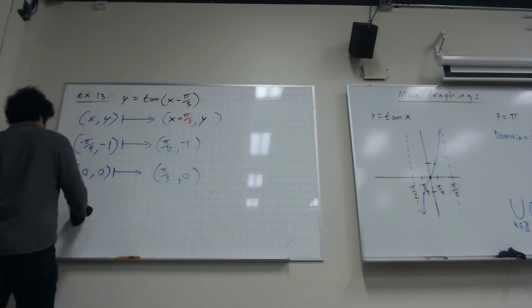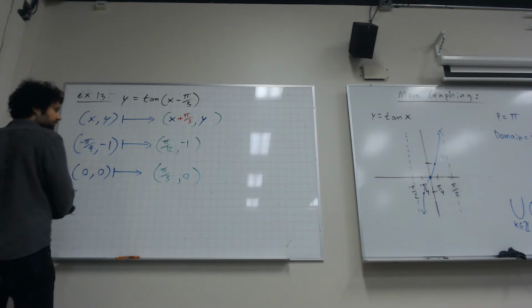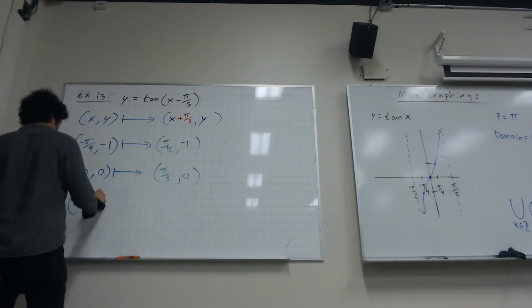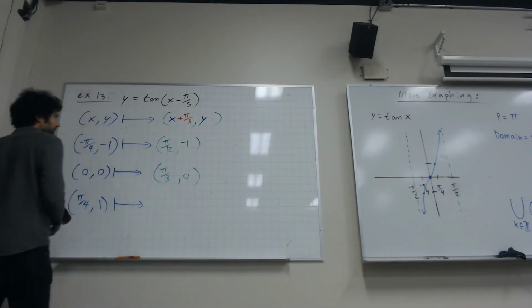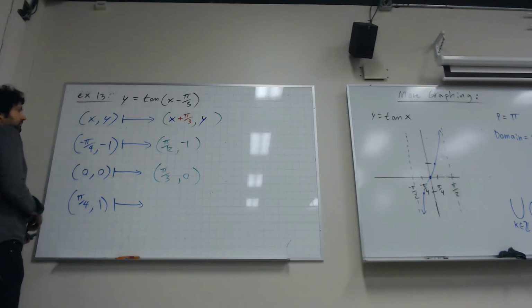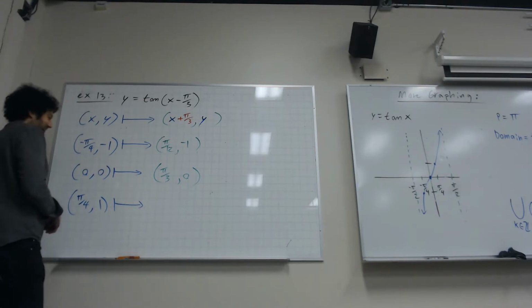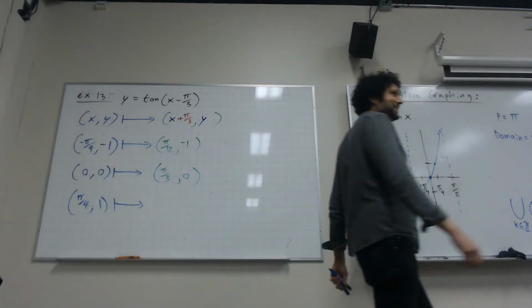And then, what's the last point we got? Pi over 4, 1. Where's that gonna land? It should be 4 pi over 3. No, 5 pi over 4.